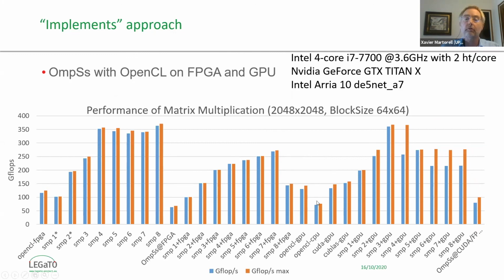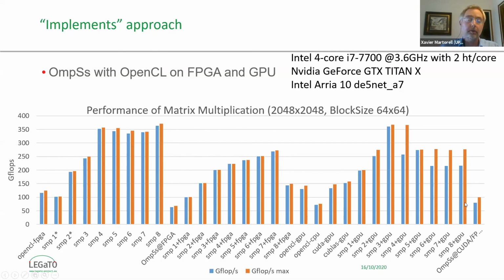Here, the performance of OpenCL on the CPU is very low because in that particular implementation, I'm using MKL. Here, OpenCL is not offering the same performance because I'm using the source code. Okay. I can run CUDA on the GPU. I can run even cuBLAS on the GPU. I can run OMS with different numbers of cores on the GPU. And at the end, I can run OMS with CUDA and the FPGA.